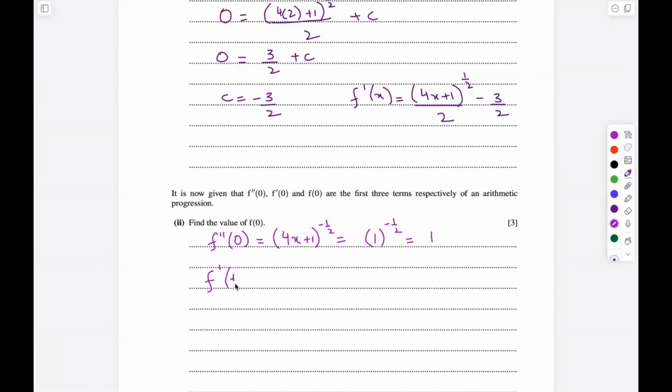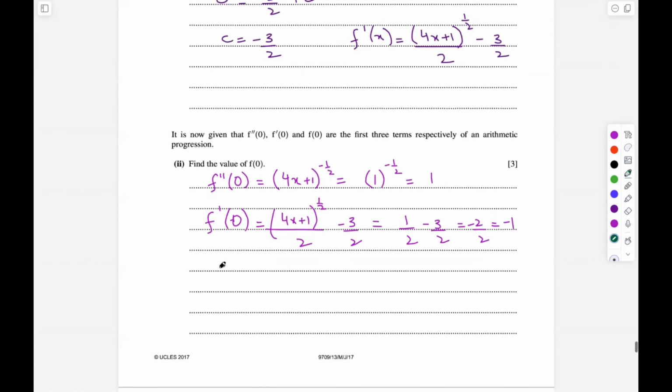Finding f dash of 0. The expression was (4x plus 1) to the power 1 upon 2 divided by 2 minus 3 upon 2. Substituting x equals 0, that will become 1 upon 2 minus 3 upon 2, which is equals to minus 2 upon 2, or equals to minus 1. So when we find the difference between 2 consecutive terms, f dash of 0 minus f double derivative of 0 will be equals to minus 1 minus 1. So the common difference is minus 2.